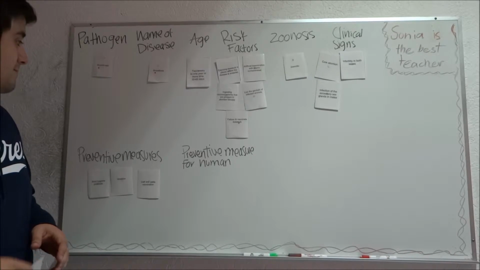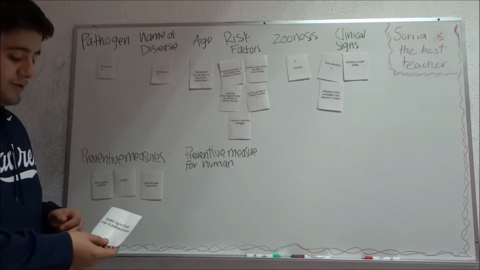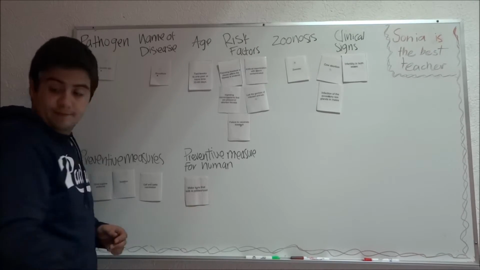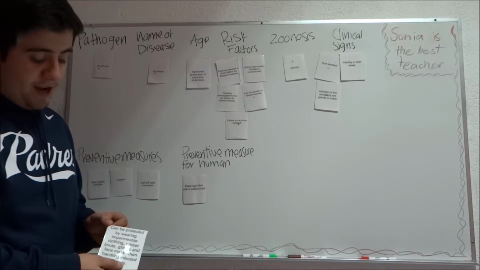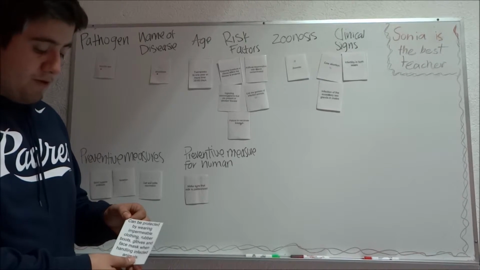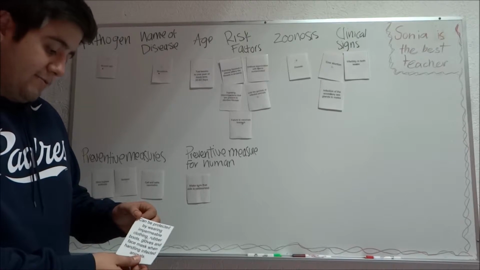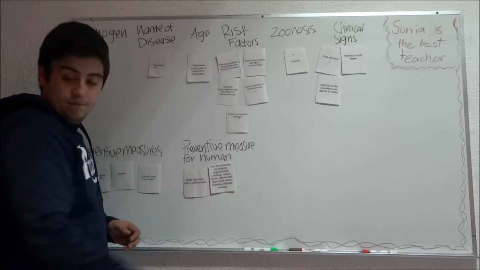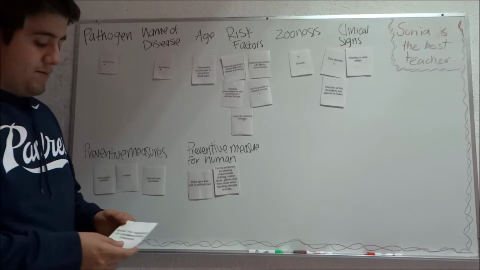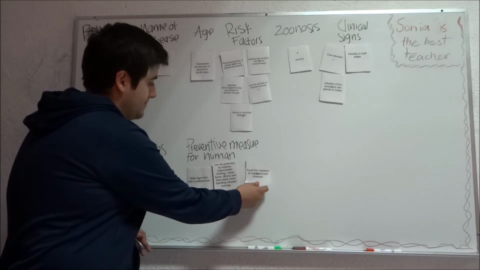The preventive measures for humans are to make sure that milk is pasteurized. Can be protected by wearing impermeable clothing, rubber boots, gloves, and face masks when handling infected animals. Avoid the ingestion of unpasteurized cheeses.